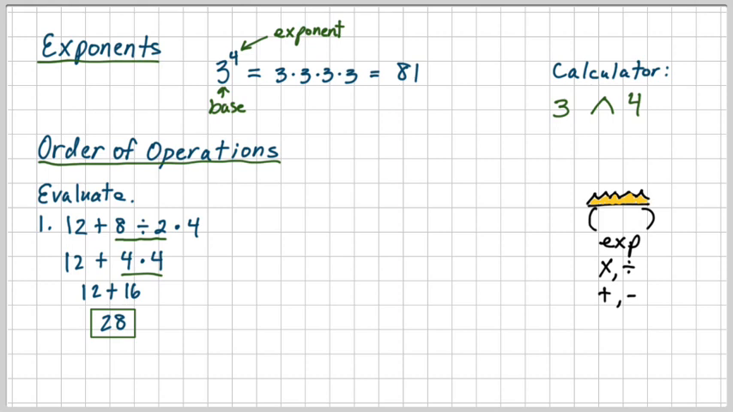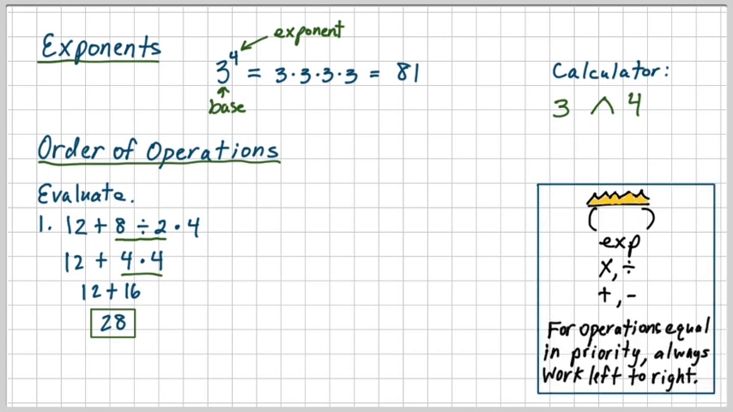And I do want to point out that for operations equal in priority, like multiplication and division or addition and subtraction, we always work left to right. So hopefully that's a good reminder of order of operations for you. I'd like you to try these two problems.